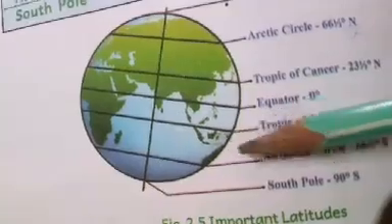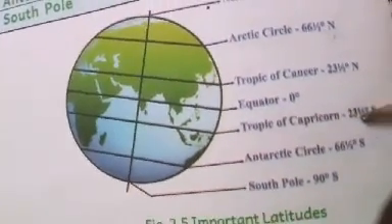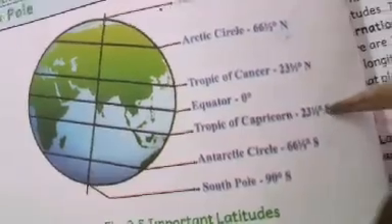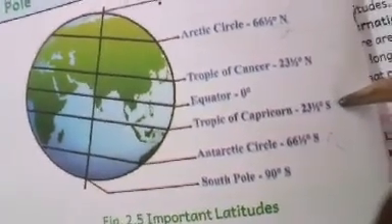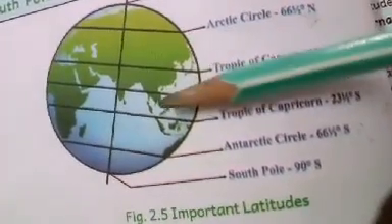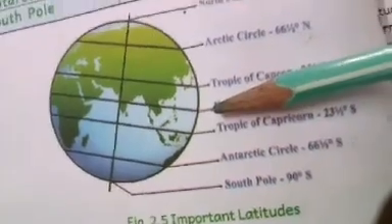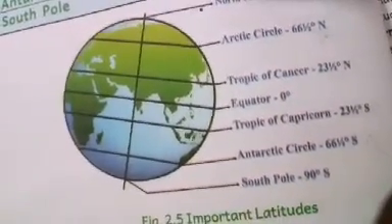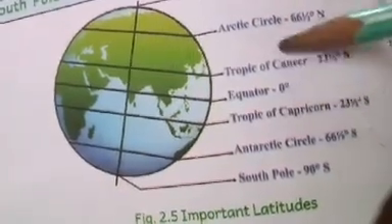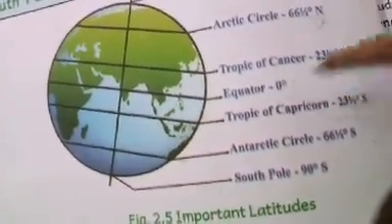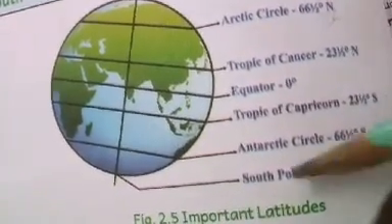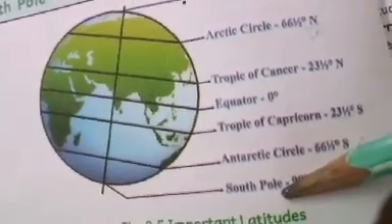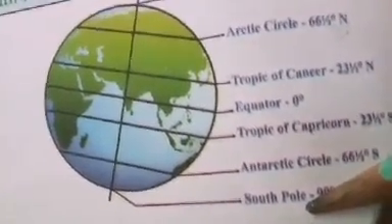And like that in the southern hemisphere there is the Tropic of Capricorn. This is also 23.5 degrees south. And the equator. So these are the important latitudes: North Pole, Arctic Circle, Tropic of Cancer, equator, Tropic of Capricorn, Antarctic Circle, South Pole. These are the important latitudes.